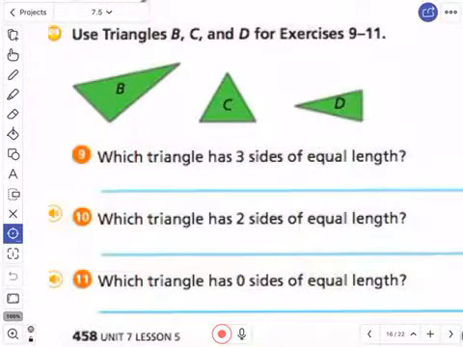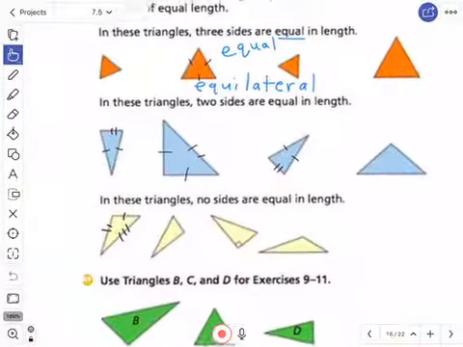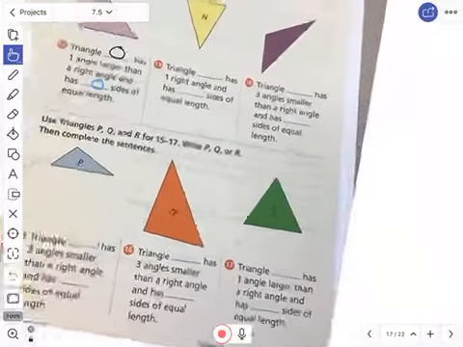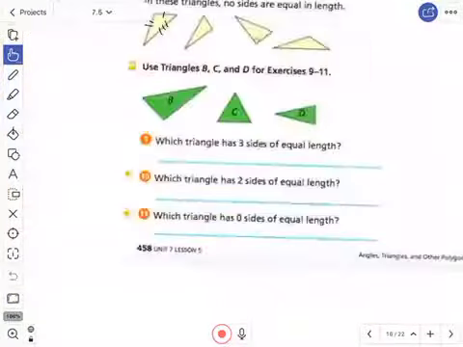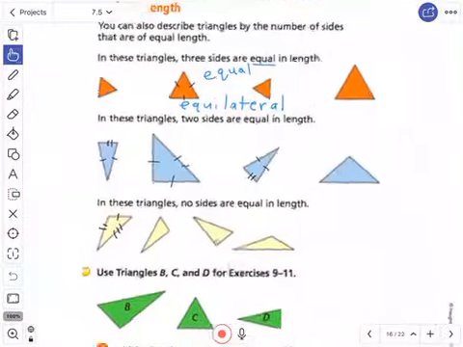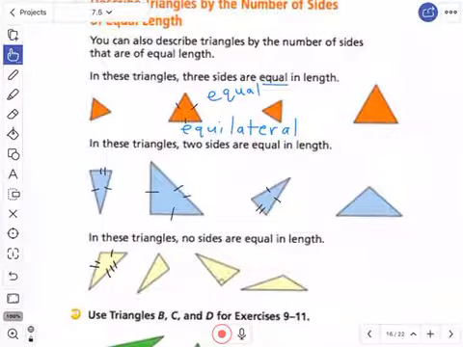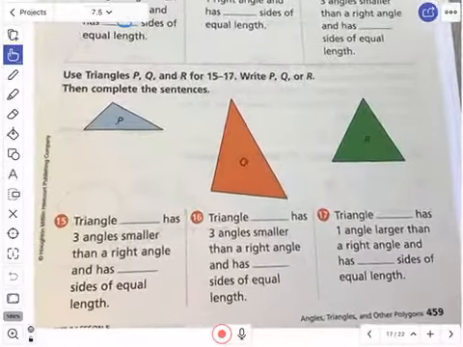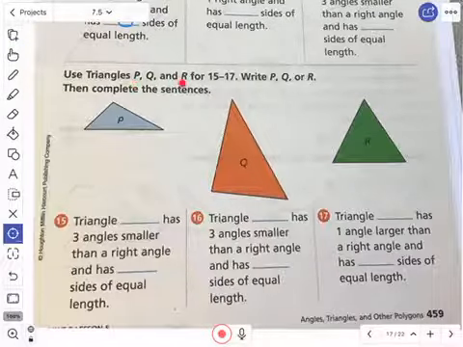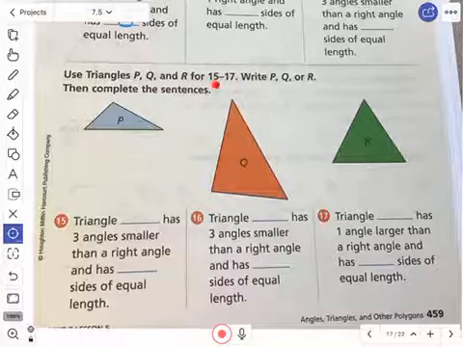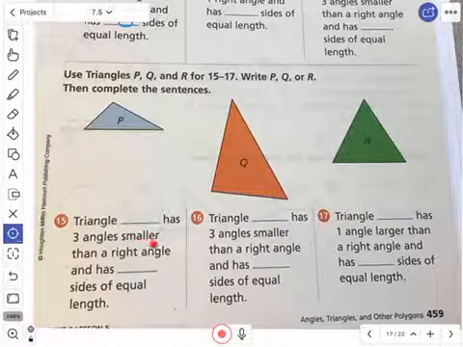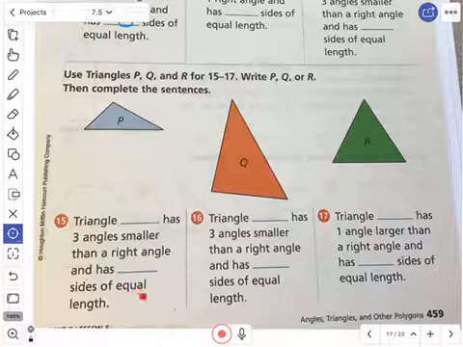And for this page, so for page 459, that's this page, go back to page 458, and that can help you, or just come back and watch this video, and that'll help too. That'll help you with that top part. Then the last part, use triangles P, Q, and R for questions 15 through 17. So 15, 16, and 17, they complete the sentences. So same thing, triangle blank has 3 angles smaller than a right angle and has blank sides of equal length.